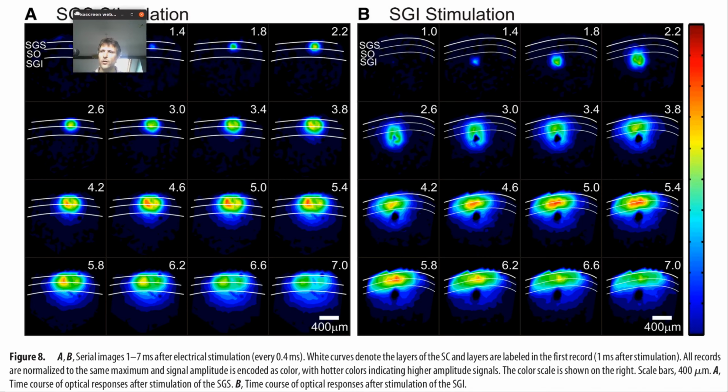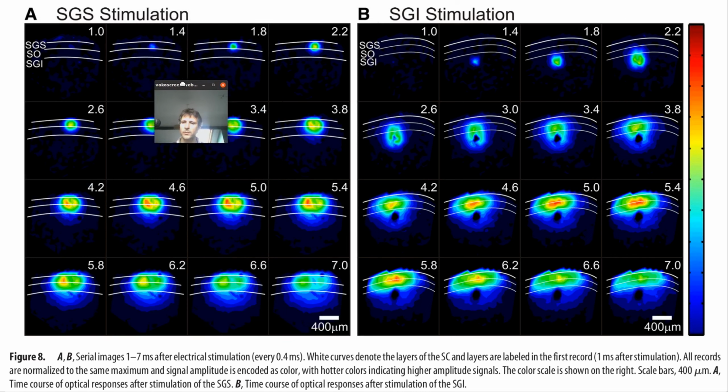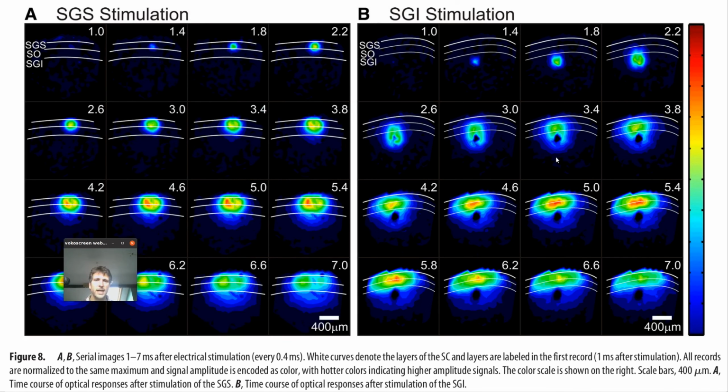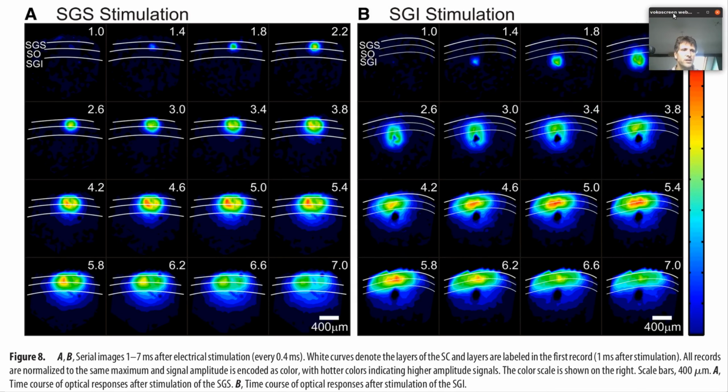And over on this side, where the stimulation is deep, it builds up in the same way, but then it starts to float up to the top, and then you see the spread that looks quite similar to the superficial stimulation there. And they use this to say that there's some interesting dynamics going on within the colliculus itself. Okay.